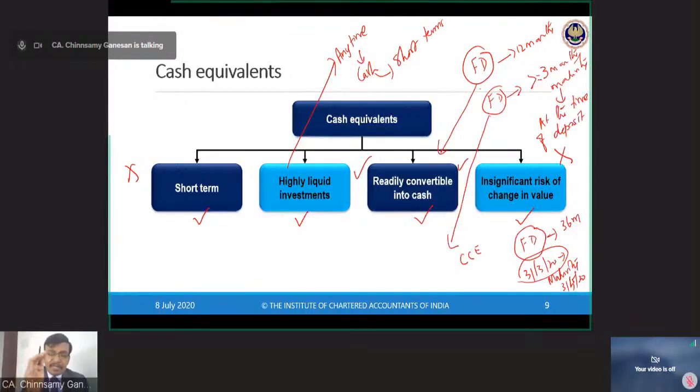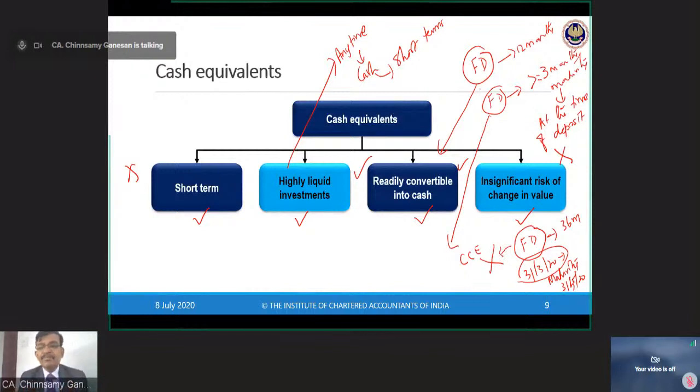Interestingly, when we are defining cash and cash equivalent, it says only if it has 3 months or less at the time of original investment, then only you can consider that as part of cash and cash equivalent. If the maturity is happening within 3 months, but originally invested for a longer period, cannot be cash and cash equivalent. This is very, very important point.